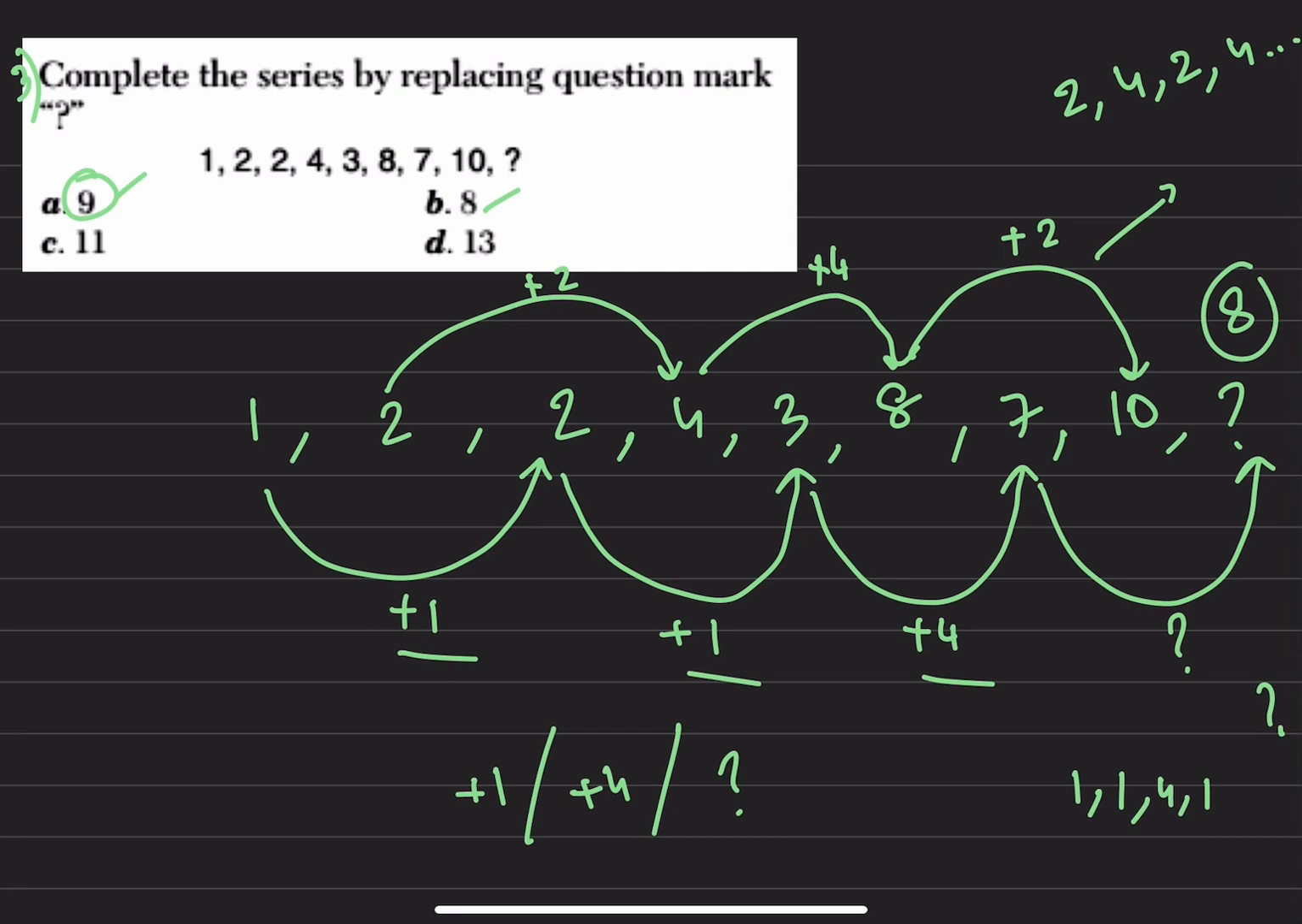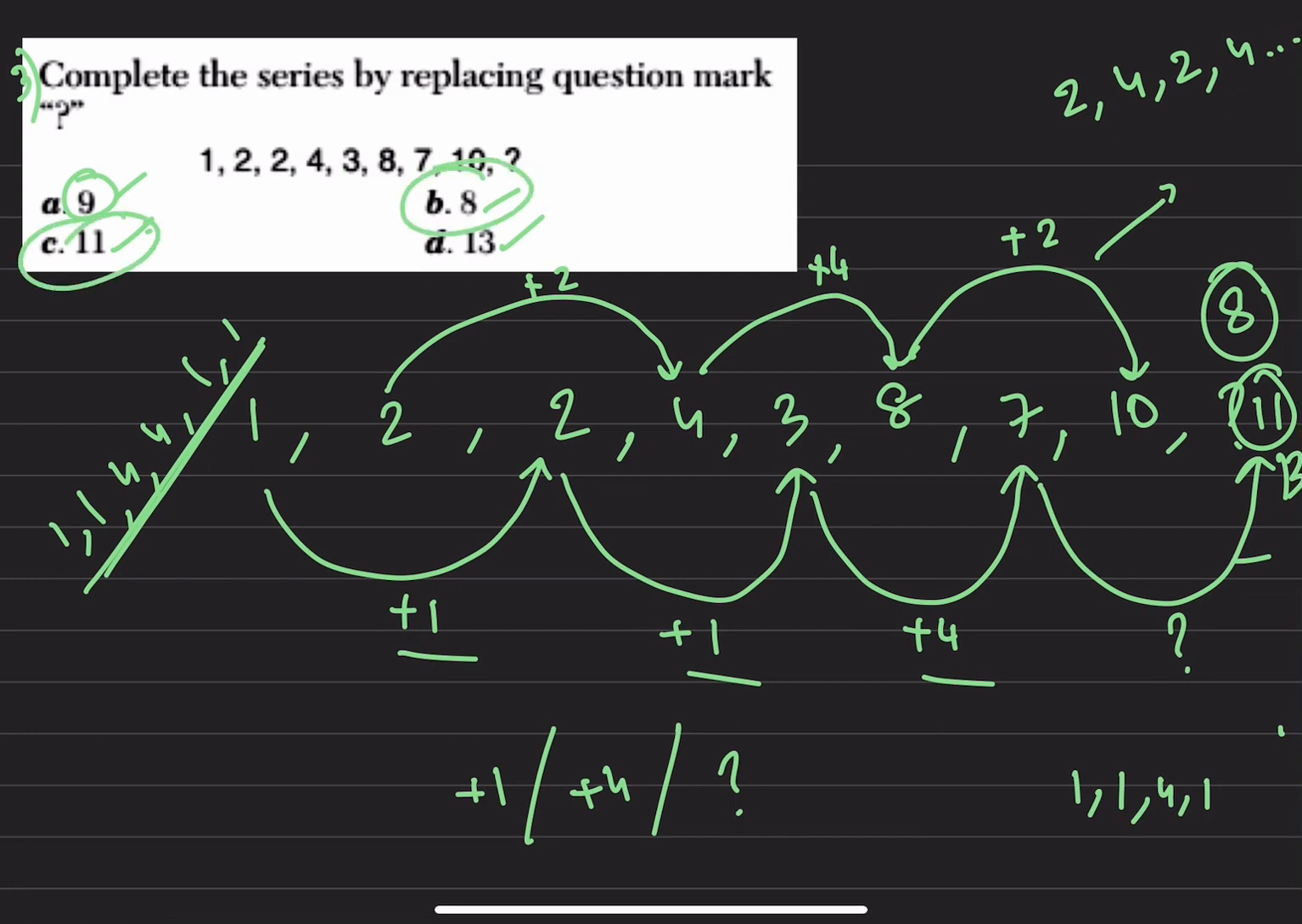Option C is 11. 11 could be a good option, right? Because it's 1, 1, then 4, 4, then again 1, 1. It has a nice pattern to it. And D is 13. You have to add 6. I don't see why we should add 6 over here. There's no reason. So it could be either C or B. I'm not saying that C is the correct answer or B is the right answer. It is a bit ambiguous.